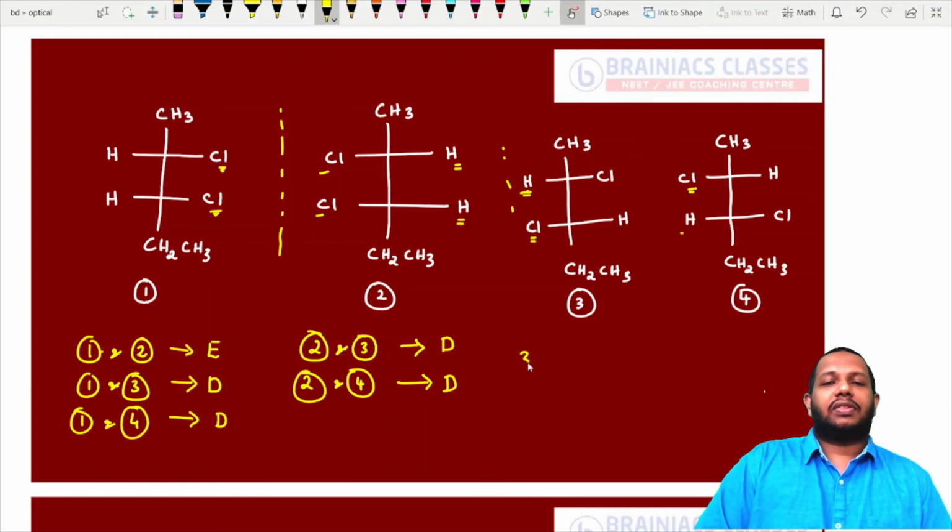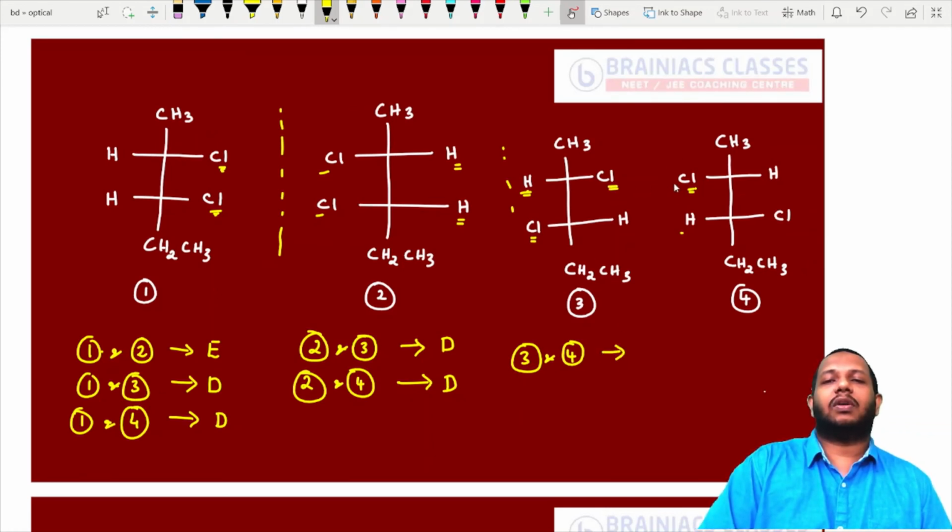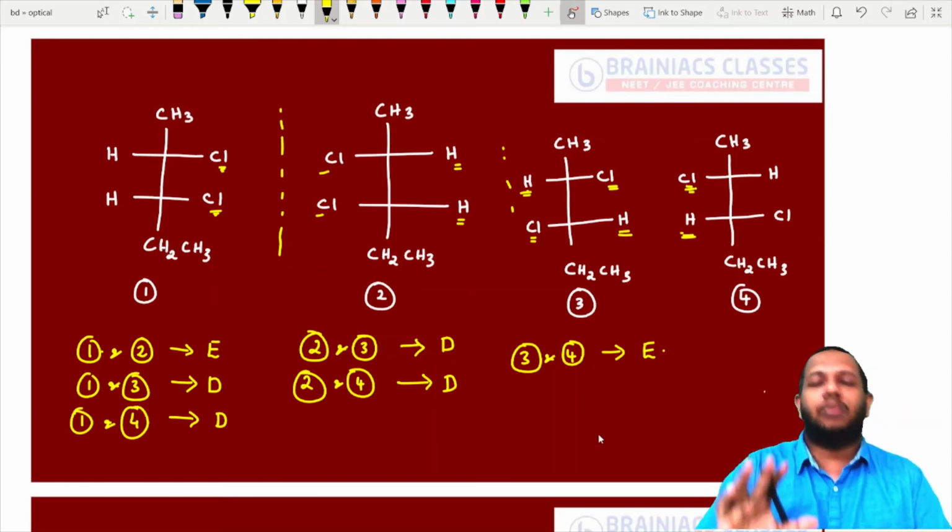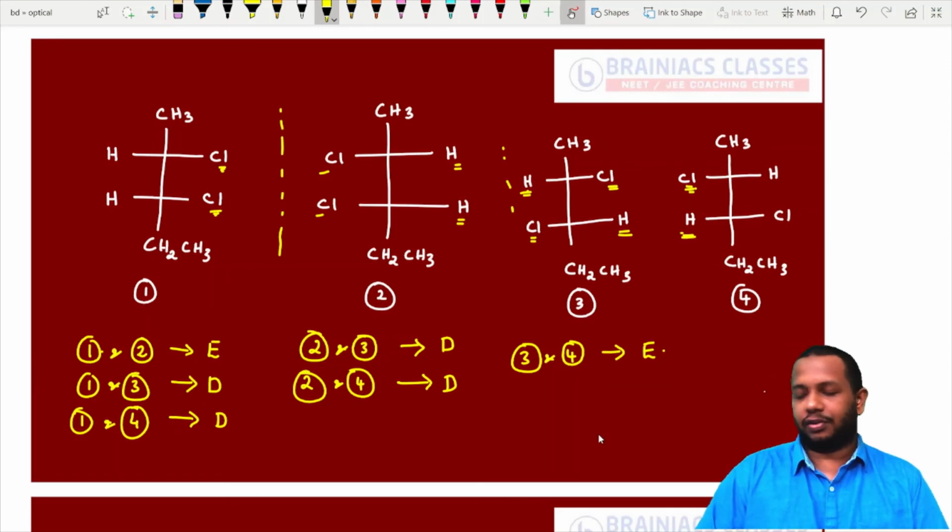Now we will take 3 and 4. 3 and 1 and all we have already done. So for 3 and 4, take the mirror image: chlorine here, chlorine coming; here hydrogen, hydrogen coming. So it's a mirror image, correct? So we can say they are enantiomers. This is how we can say whether the given compound is a diastereomer or an enantiomer.